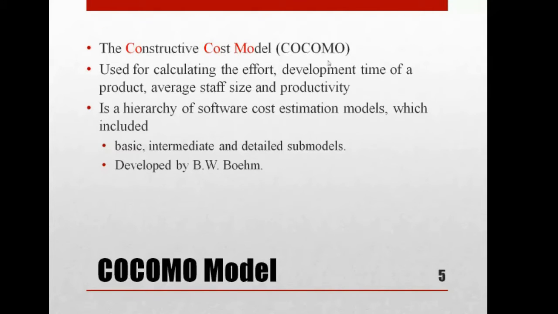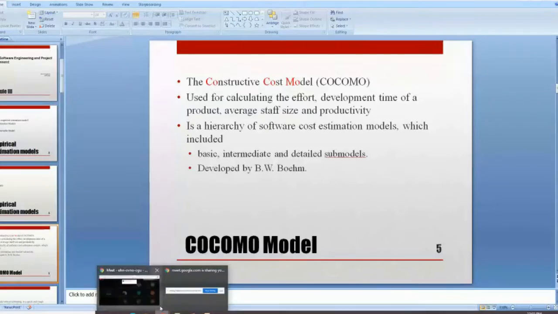Why are you calculating all these things? To calculate the cost for a particular project. So the COCOMO model is basically for calculating the cost of it. How are you calculating the cost? With the help of these parameters: effort, development time, average staff size, and productivity. COCOMO means the constructive cost model.